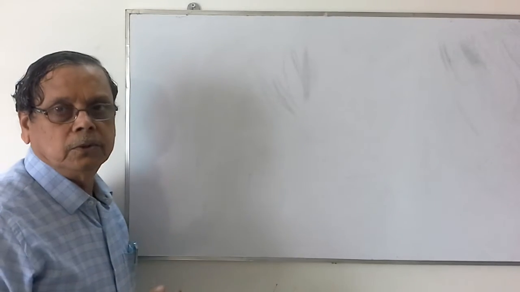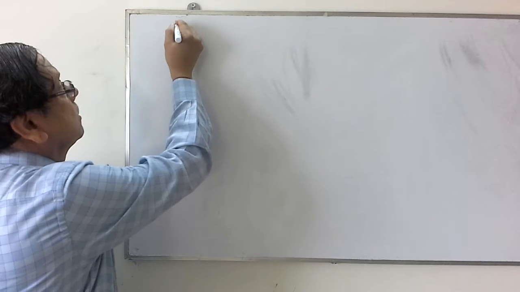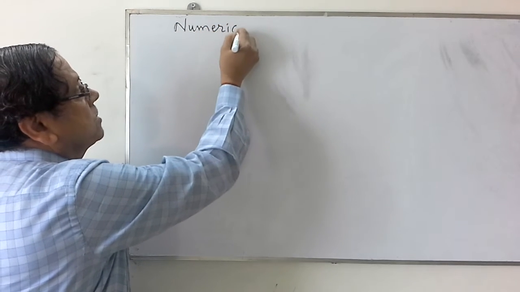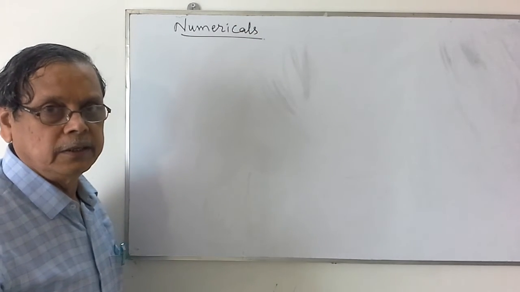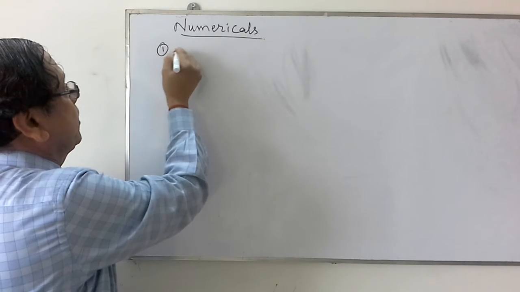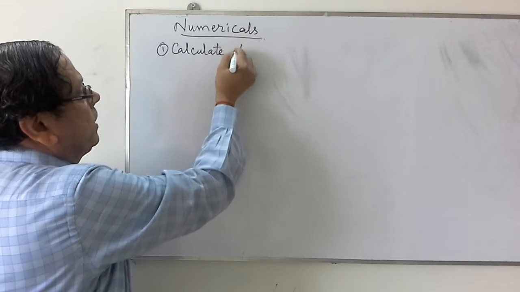So welcome back to the chemical kinetics topic. Let us take some numericals based on the half-life period as well as the energy of activation. First let us take the energy of activation. Based on that, calculate the energy of activation.